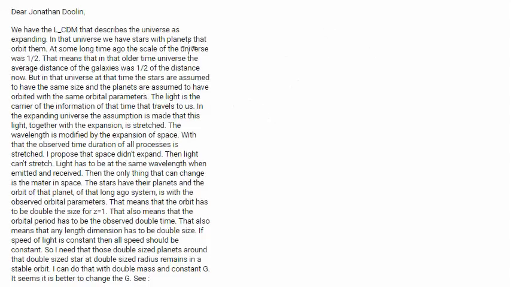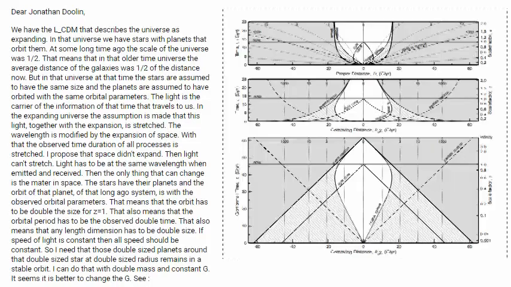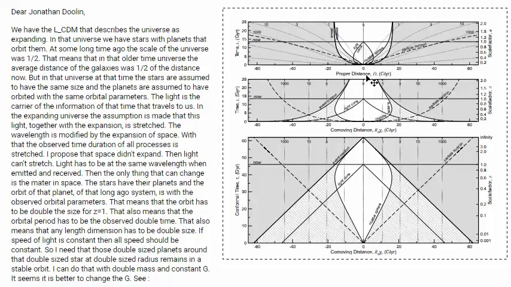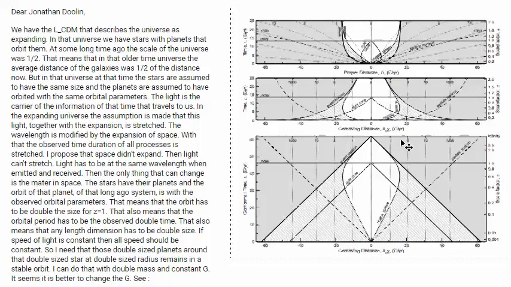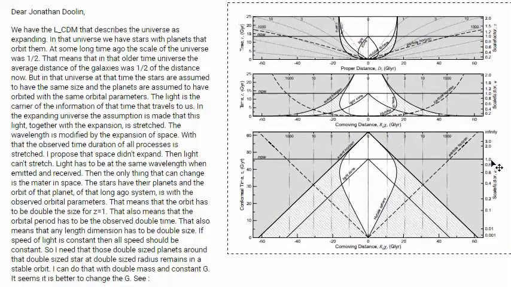PaulGradenwitz says that we have a lambda CDM model that describes the universe as expanding. Actually, in the graph of proper distance versus time, we have the particles moving away from each other. And in the graph of comoving distance versus time, we have the particles sticking together. Or no, not expanding. Comoving distance. In the comoving distance version, the universe is not expanding.